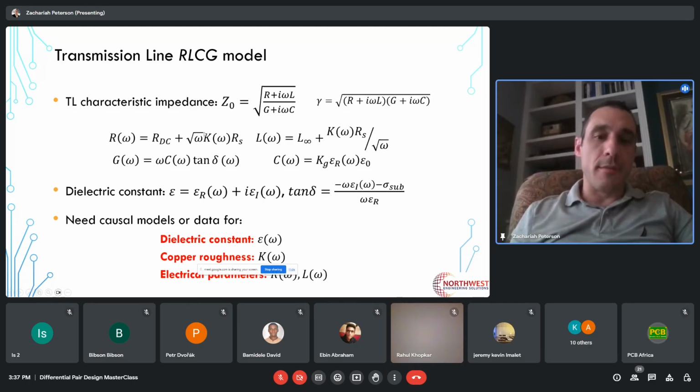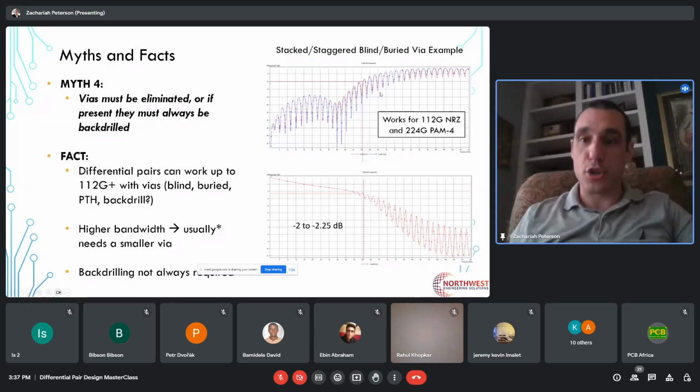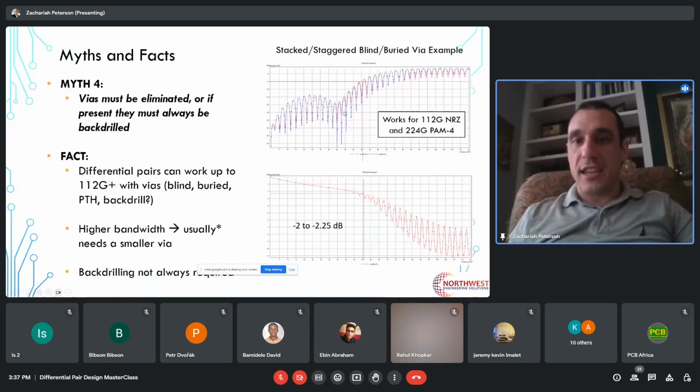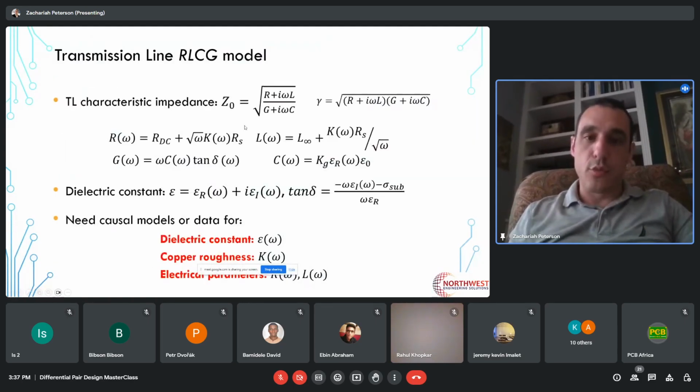So one of them is the copper roughness. That's this K term, and this K is a function of angular frequency. Meaning it's a function of the frequency of the signal that you're trying to transmit through your interconnect. Just like here, we have our S parameters as a function of frequency, the roughness losses will also be a function of frequency.